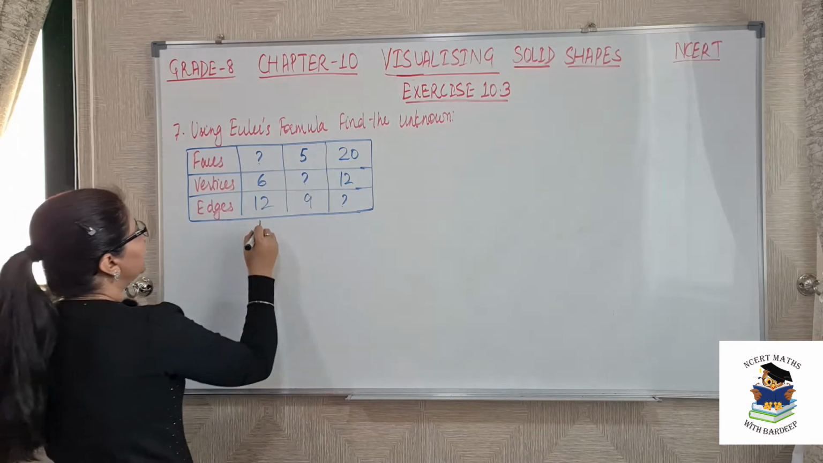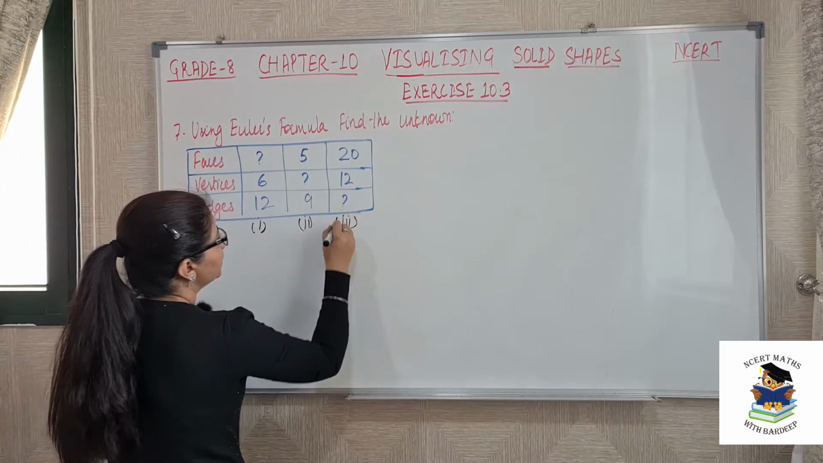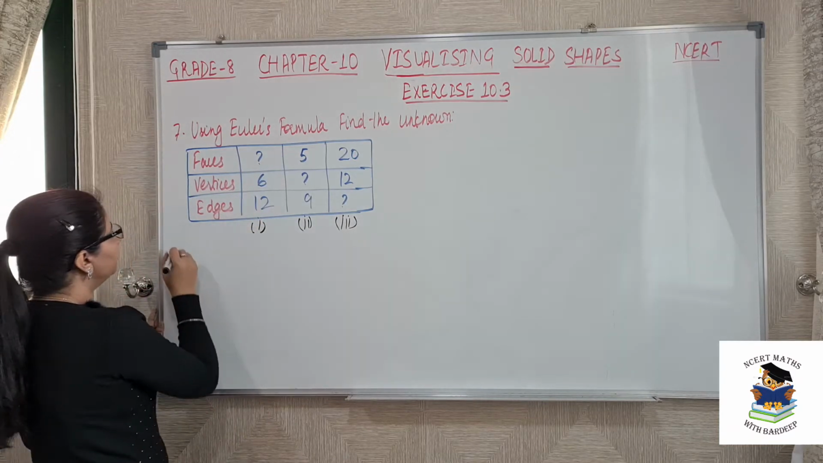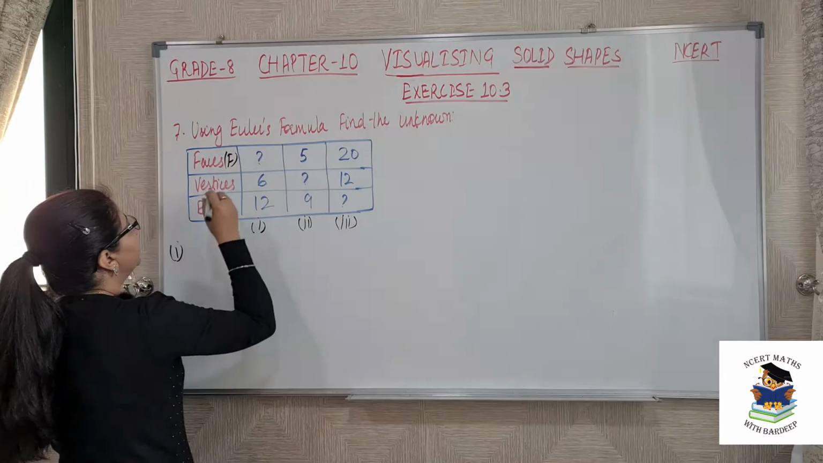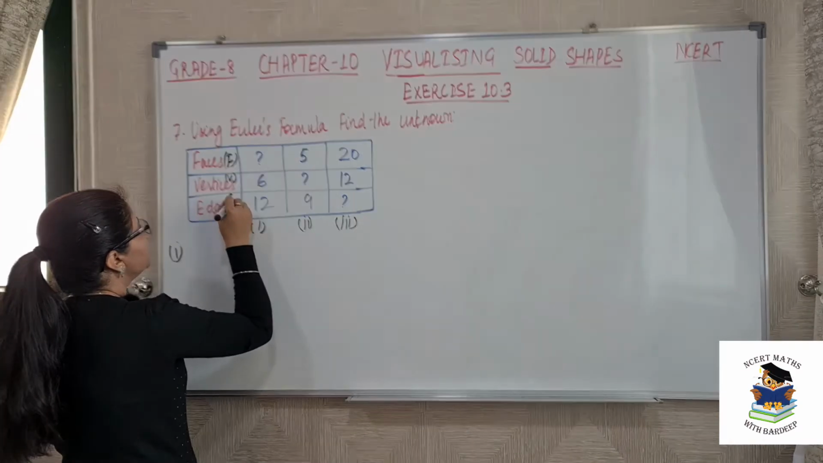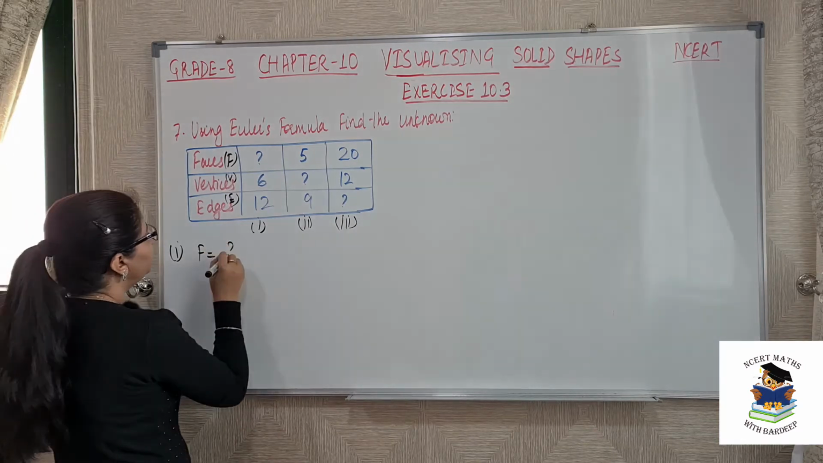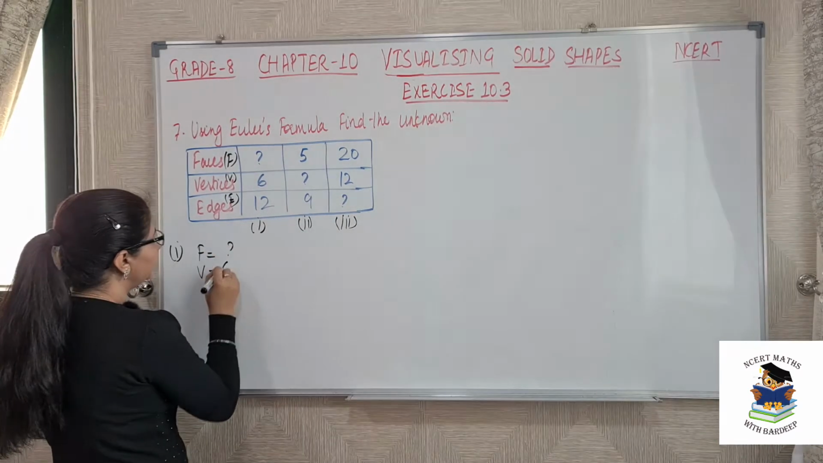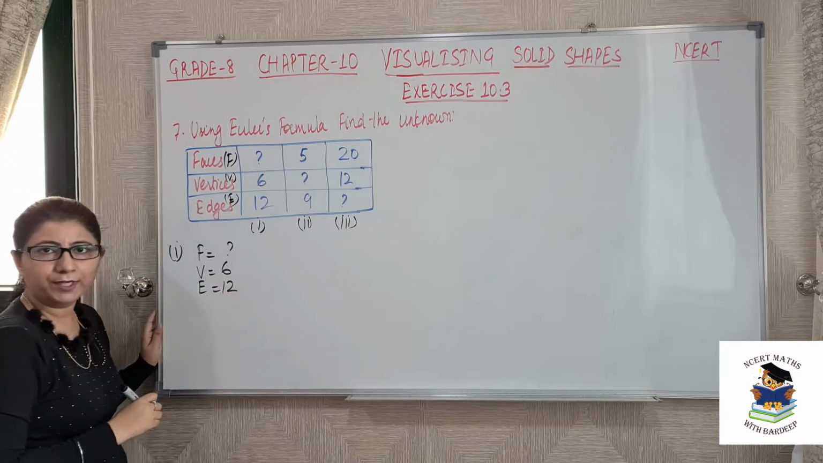So let's see, let it be 1, this has 2 and this has 3. So let's see the first part. Faces I am taking as F, vertices as V and edges as E. So what is the value of F? We should find V is 6 and E is 12.